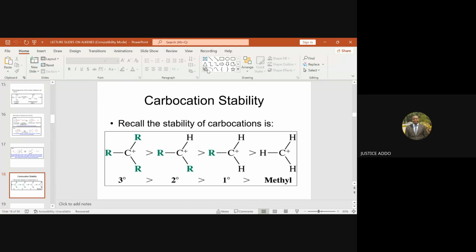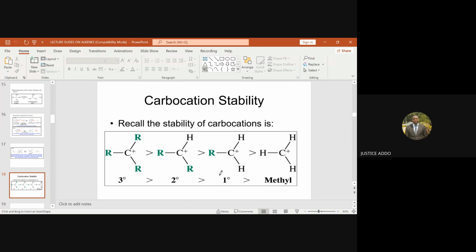You know, so please, when you see this, it is not 3 degrees, okay? In chemistry, when you see 3 with this superscript, it is not 3 degrees, it's tertiary. So this one is what? Secondary. And this one is what? Primary. Okay.